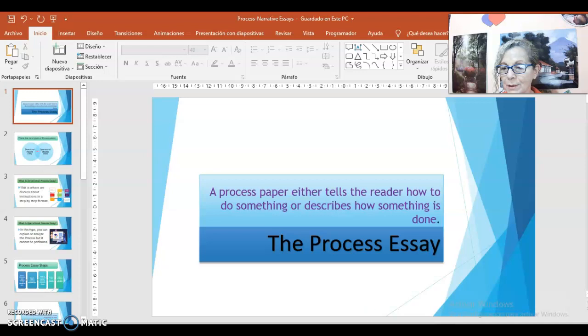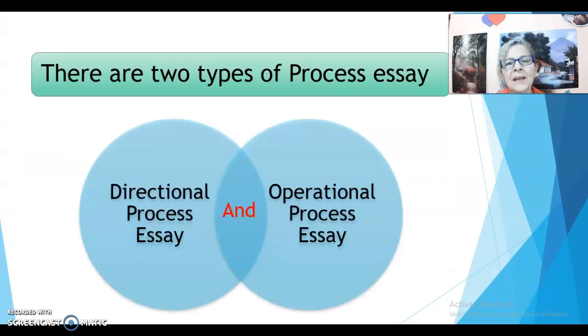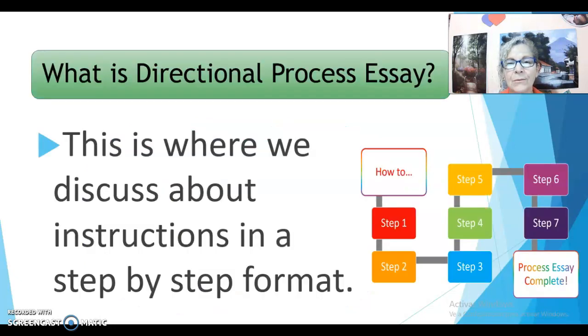At this point, we are going to discuss two types of essays, and the first one is the process essay. A process paper either tells the reader how to do something or describes how something is done, and this is the process. There are two types of process essay. The first one is the directional process essay, and the second one is the operational process essay. Let's take a look at each of these.